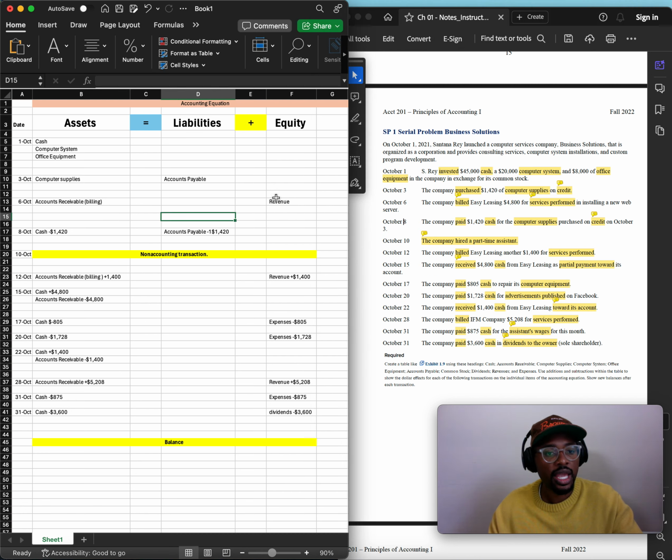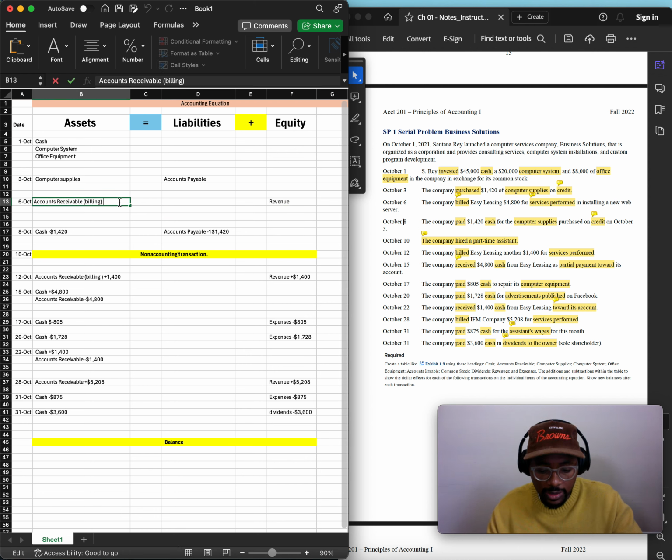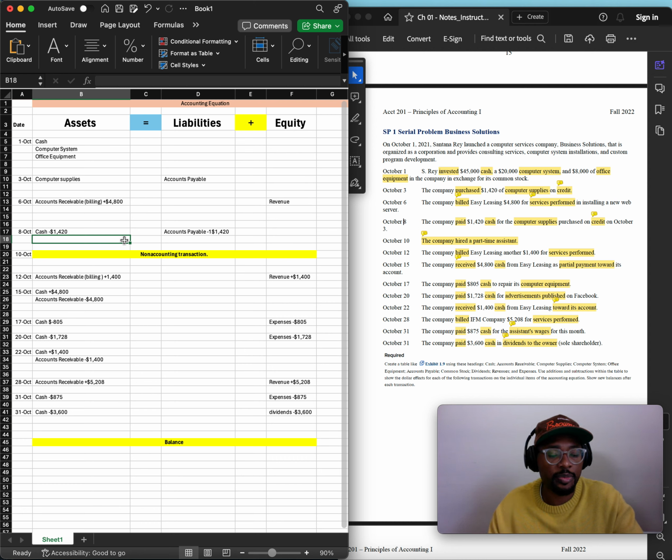So billing and revenue. In this case, what's going to happen? Our expectation is going to increase. So we're going to increase the fact that they owe us money, or that they are expected to pay us back later down the road. And then we're also going to increase the fact that money is coming in. You see? So we're going to increase our accounts receivable 4,800, and on the other side, we also have to increase it for 4,800. Okay.